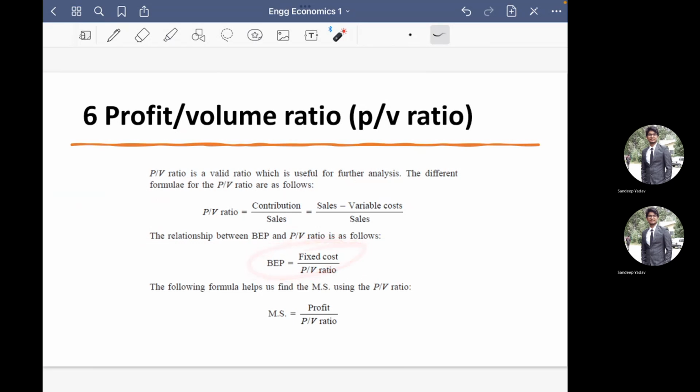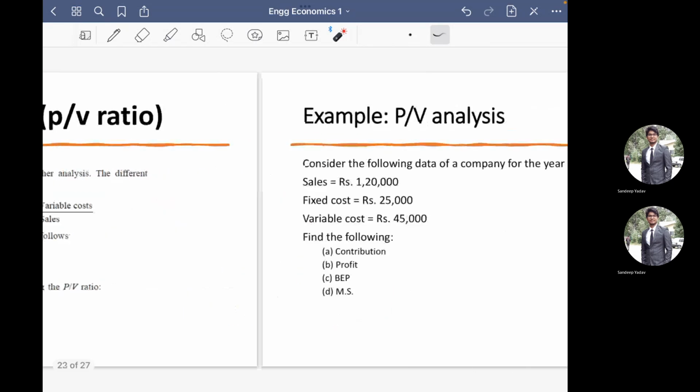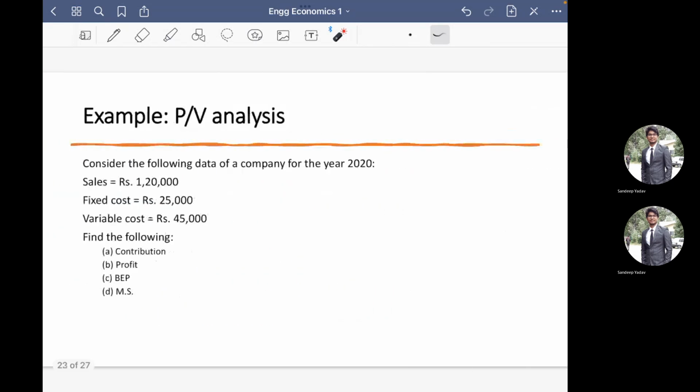Now the following formulas help us find the margin of safety using the profit to volume ratio. The margin of safety will be equal to profit upon profit to volume ratio. So these are the formulas that we can use to calculate the PV ratios. Now we can take an example of that also.